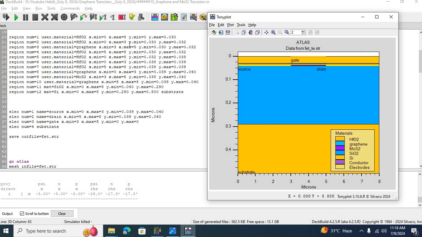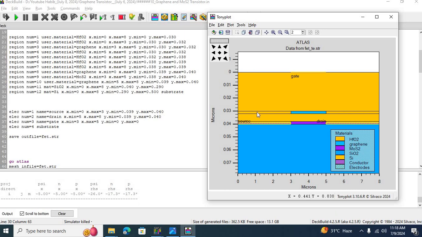Then region number 2 runs from 0 to 3 micrometers in the X direction and from 30 nanometers to 32 nanometers in the Y direction. If I zoom in on this structure, this small rectangle over here is my region number 2. Then my region number 3 is graphene, running from 3 to 5 and from 30 nanometers to 32 nanometers. This cyan region is actually the floating gate, running from 3 to 5 micrometers in the x direction and from 30 to 32 nanometers in the y direction.